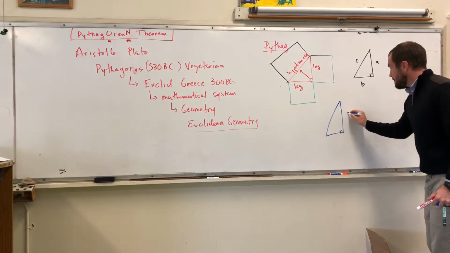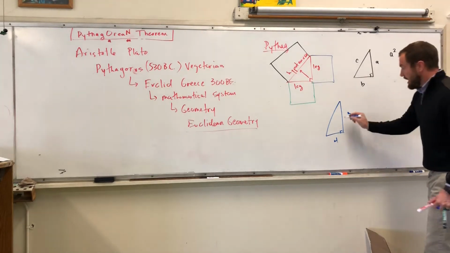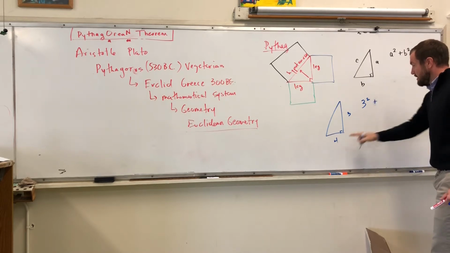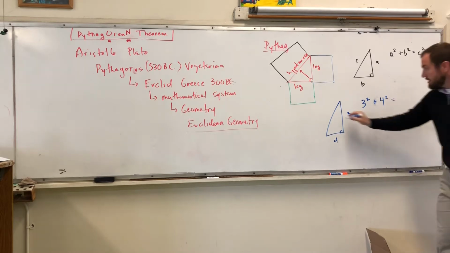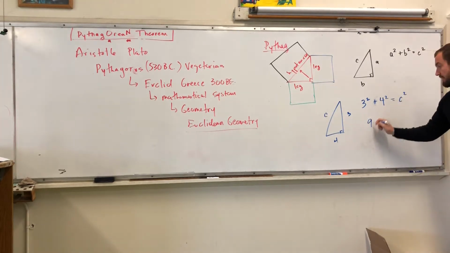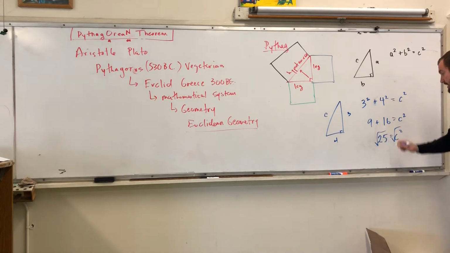Meaning, if I have a triangle that has sides 3 and 4, I can square each of these legs, add them together, which is the sum, and then solve for this hypotenuse. 3 squared is 9, plus 4 squared, 16, is equal to C squared. 25 is equal to C squared. Take the square root. C is equal to 5.